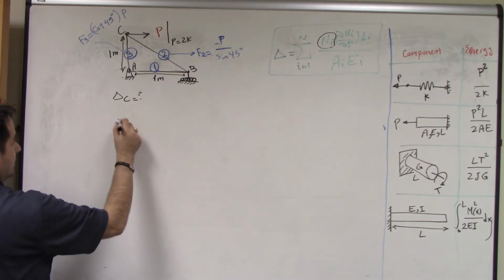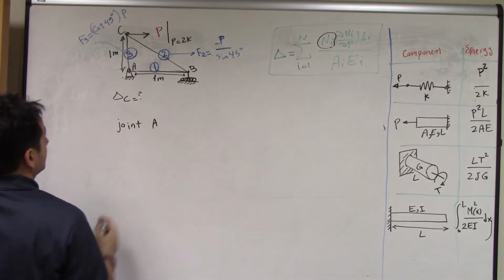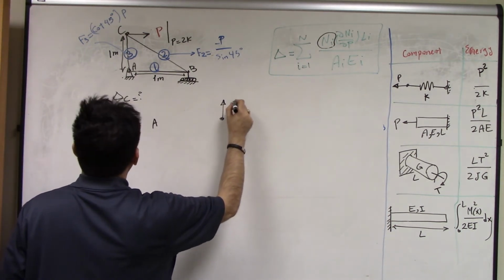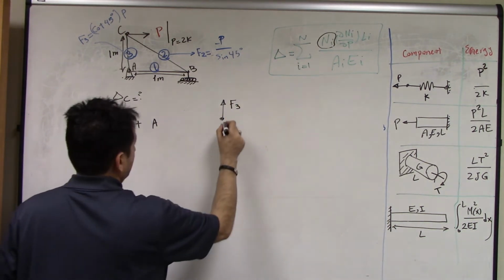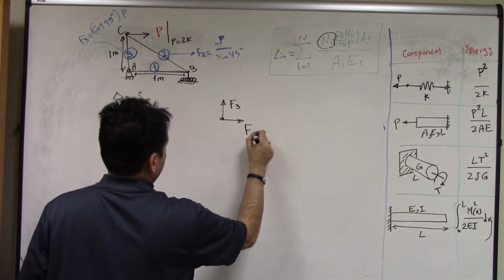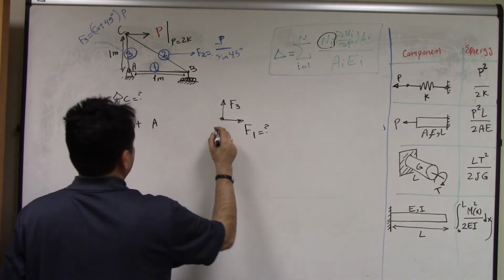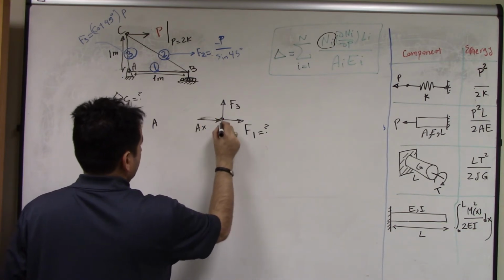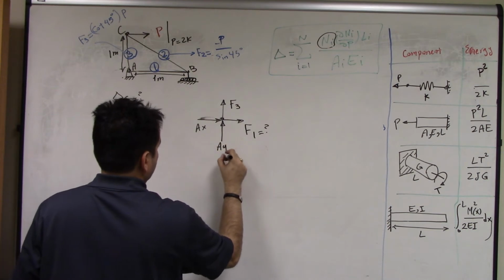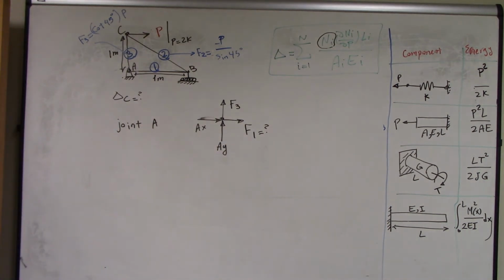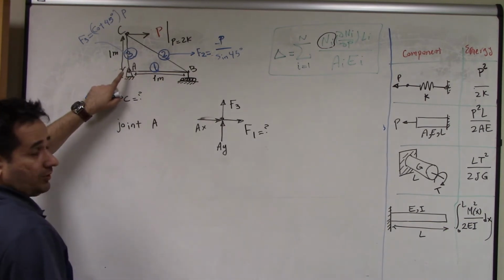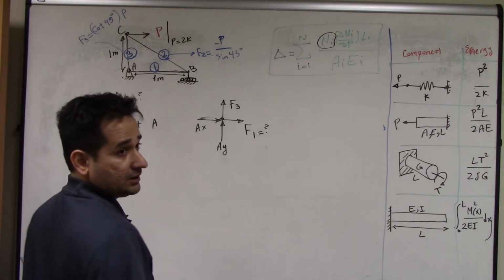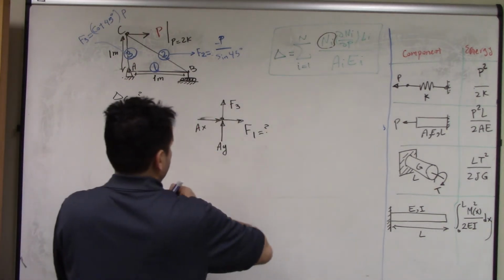So at joint A, let's draw a free body diagram. You have F3, whatever it is, F1, you don't have it, and then AX, AY. So two components AX, AY from this, there is no moment, it's a pin. And then F1, F3. And F3, you already have it, so check mark it.